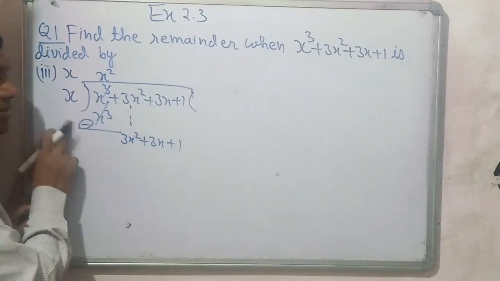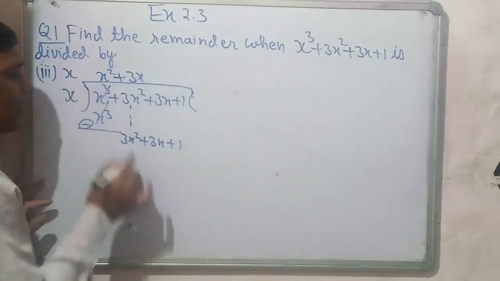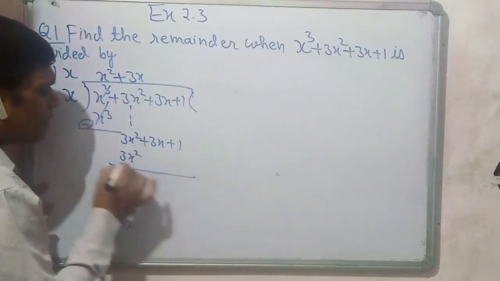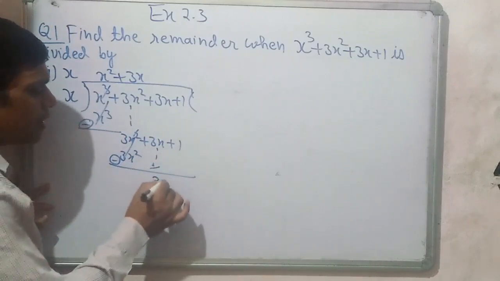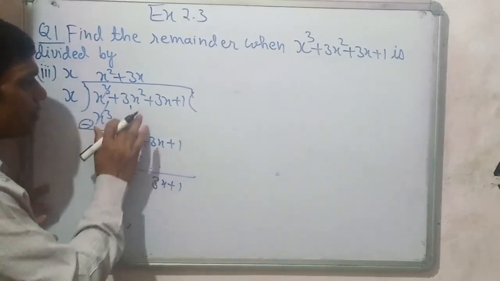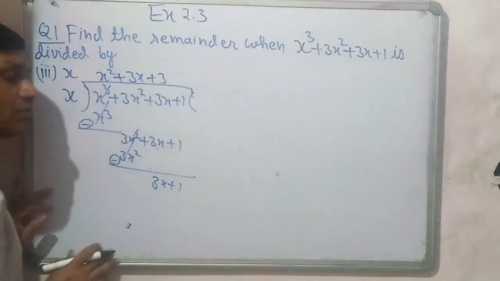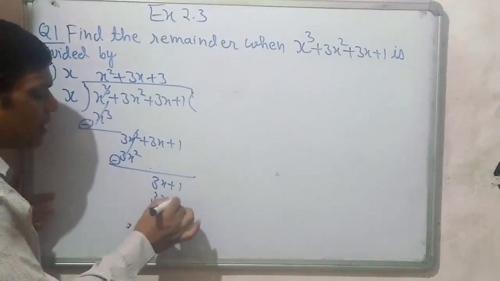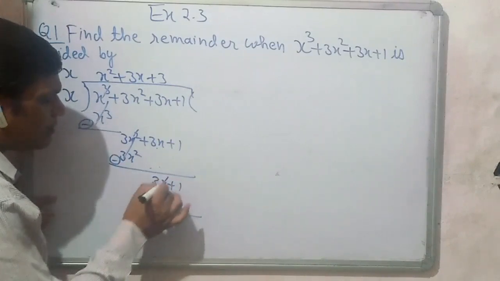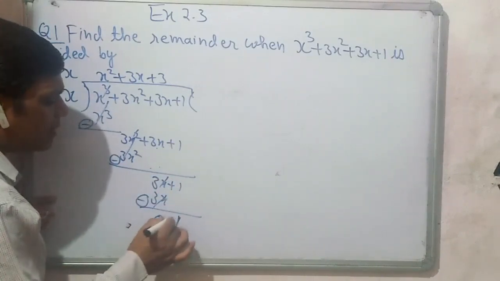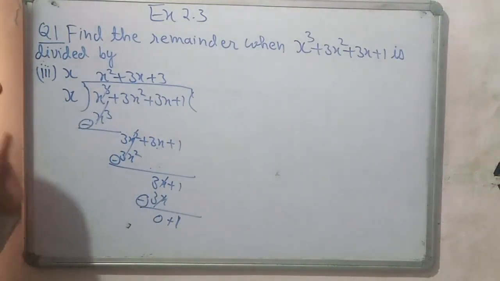3x square by x is 3x. You are right, 3x. So 3x into x is 3x square. Subtract. Cancelled, copy down 3x plus 1. What we are getting is 3x upon x, 3. So we are getting 3x plus nothing. 3x cancelled, we are getting 1. Now can we divide this 1 with x?